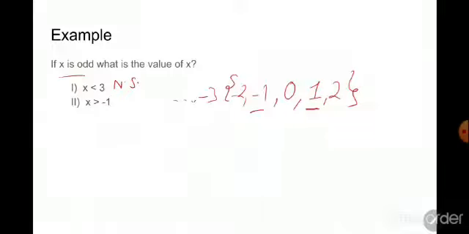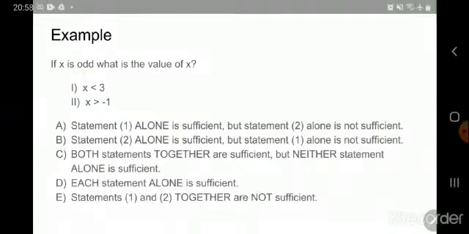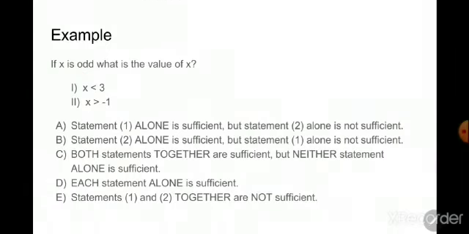Let's consider statement 2. x is greater than -1, and from the question we know that x is odd. Therefore the consideration set would be 1, 3, 5, 7 and so on. Therefore statement 2 alone is not sufficient. Let's combine the two statements now. Here we have only one number that is common between the two sets, which is 1. Therefore the value of x is 1, and 1 and 2 together are sufficient. Therefore our option will be C.